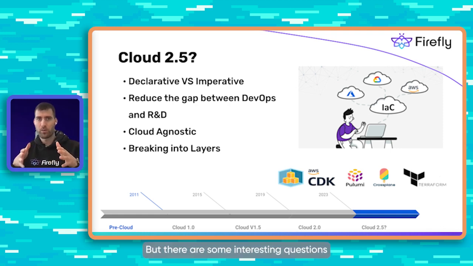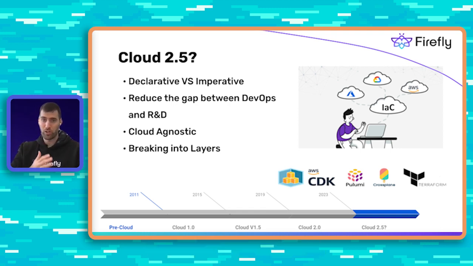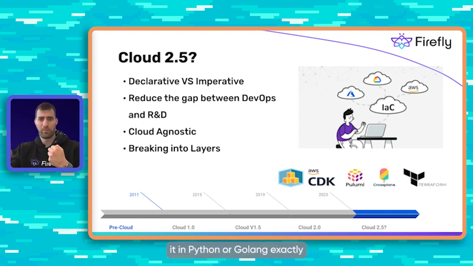But there are some interesting questions about declarative versus imperative. For example, I'm an engineer. Why should I build my infrastructure in a language like Terraform, that is a configuration or declarative language? And why shouldn't I build it in Python or Golang exactly as I deploy my application?